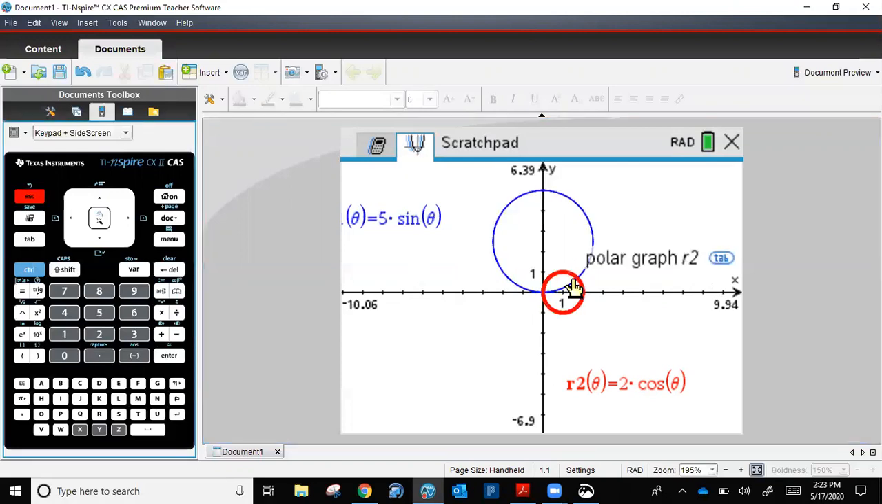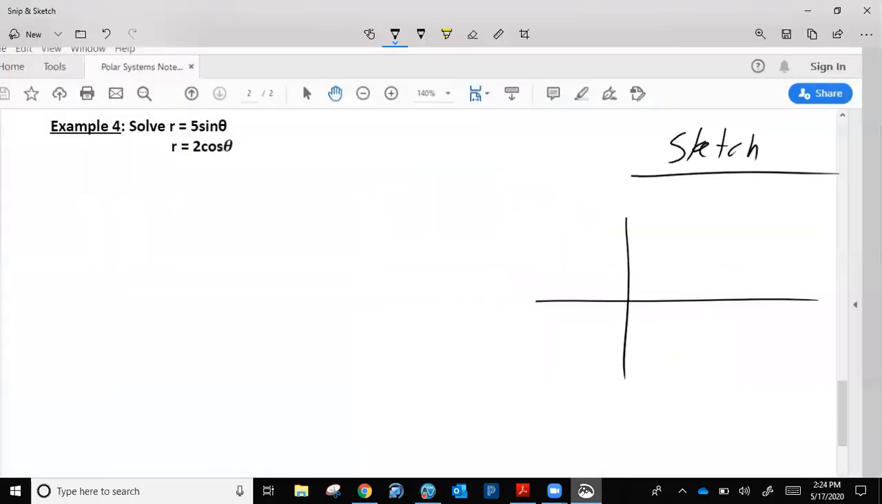It looks like we're looking at 2 intersection points. One up in the first quadrant, another one appears to be at the pole. A little sketch. Okay. And again, 2 intersections. So let's find these things. Set the equations equal to each other. We're going to solve.